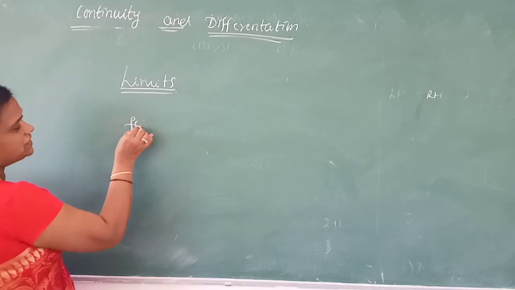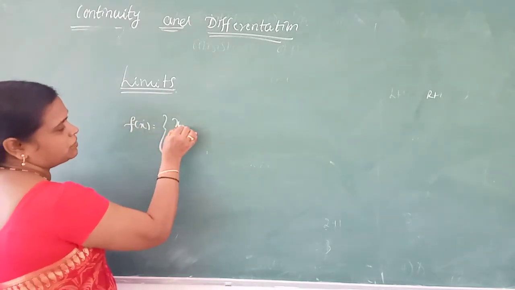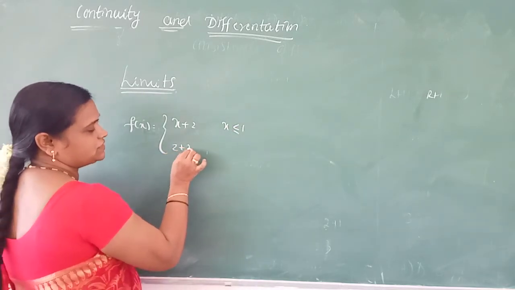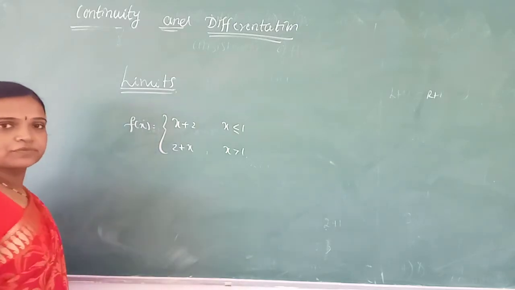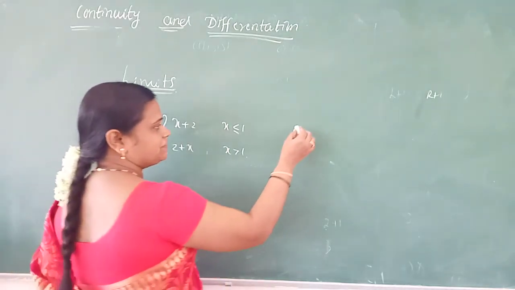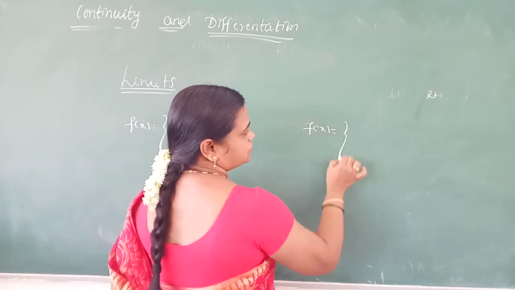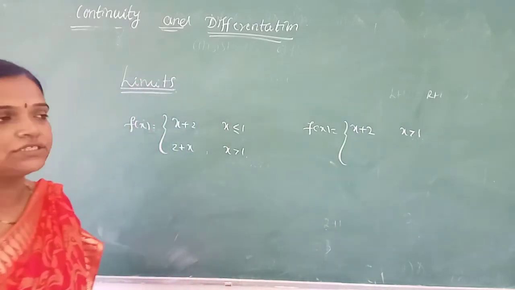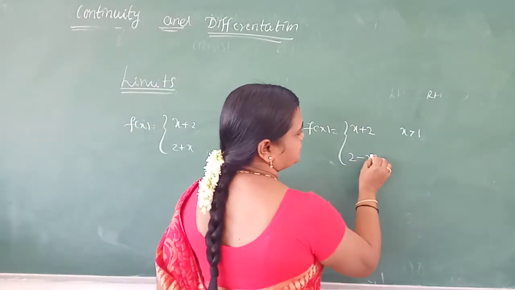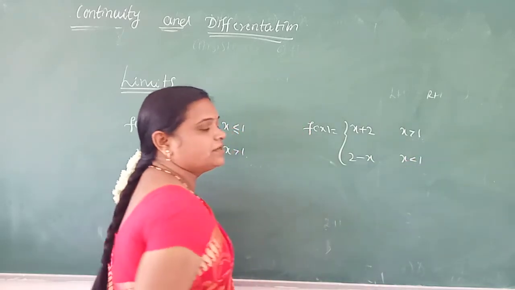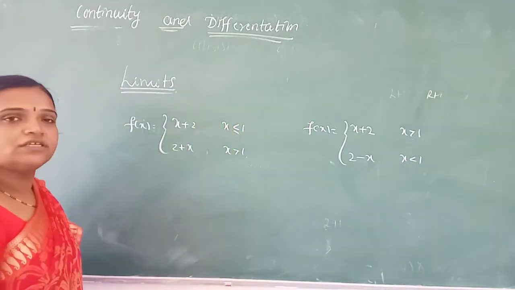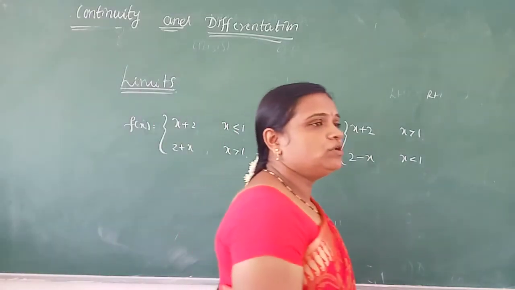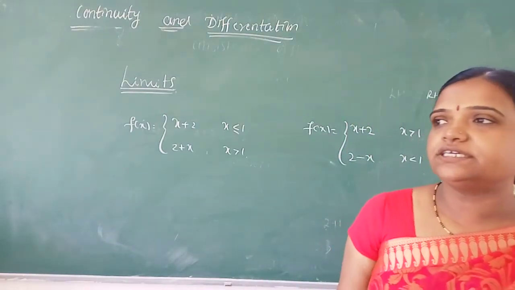For example, consider the function f of x is x plus 2 for x less than or equal to 1, and 2 plus x for x greater than 1. Another function I will take: f of x is x plus 2 for x greater than 1, and 2 minus x if x less than 1. We have to verify whether the limit exists. In a limit, there are two limits: the left hand limit as well as the right hand limit.